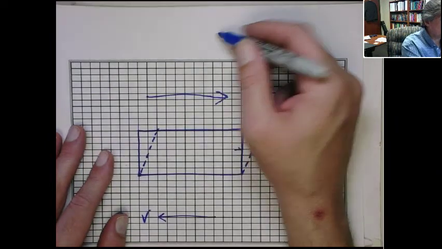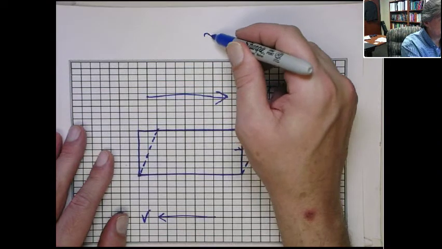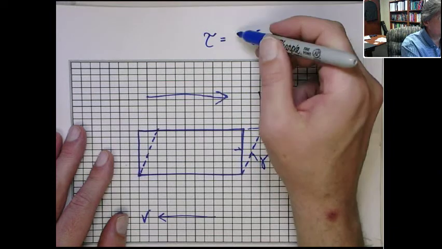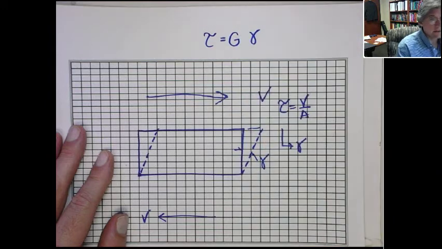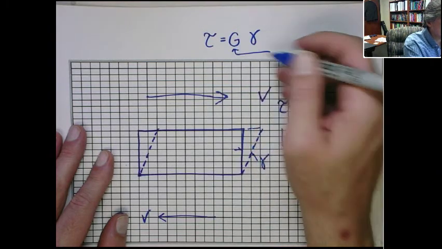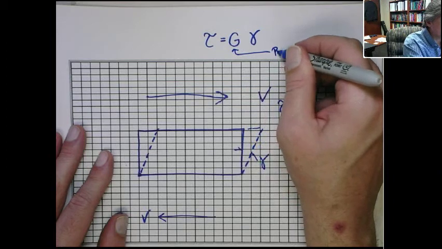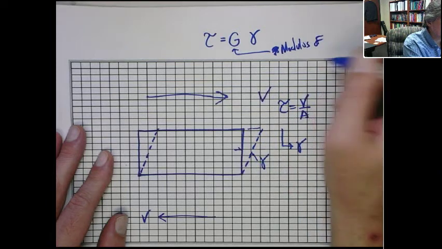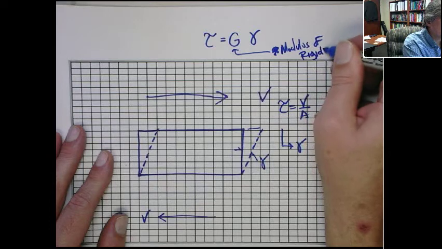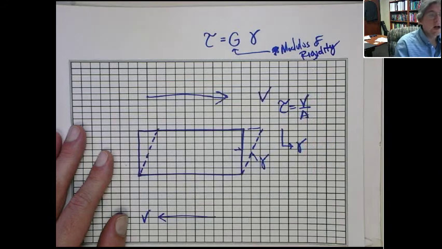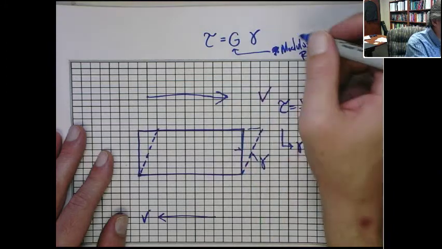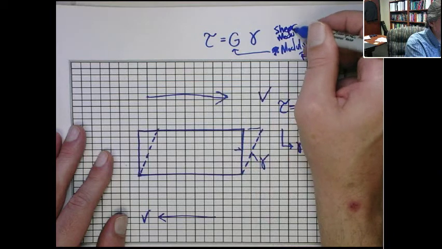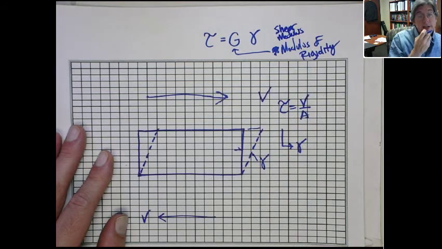So what you find is shear stress is related to the shear strain through a material constant, G. The book calls it the modulus of rigidity, which is more popular in civil engineering, but it's also called the shear modulus. Okay? Modulus of rigidity, shear modulus.